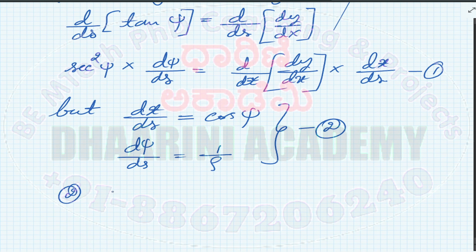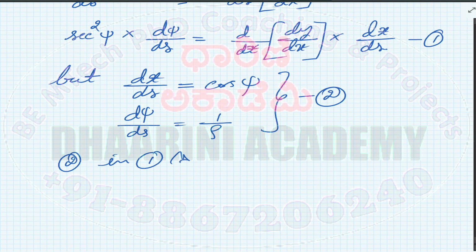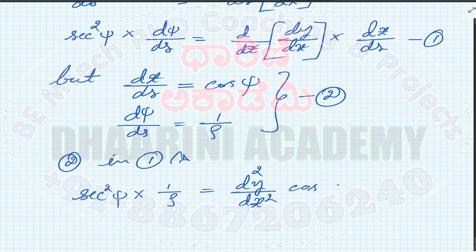Now put 2 in equation number 1. When we do that, we have secant square psi on one side into d psi by ds, already written as 1 by rho in equation 2. This is equal to d by dx of dy by dx, which generates d square y by dx square, into dx by ds, which is cos psi.